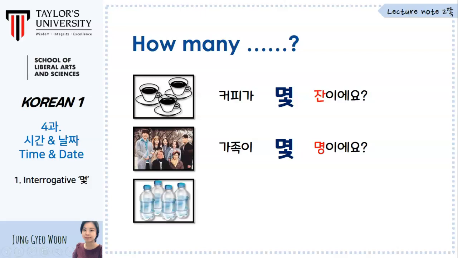If I'm counting the number of bottles, here we are counting water, 물. So the question will be 물이 몇 병이에요? 여러분 읽으세요. 물이 몇 병이에요? 여러분 같이 try to count. Here 한 병, 두 병, 세 병, 네 병. So we have 4 bottles. 네 병이 있어요.